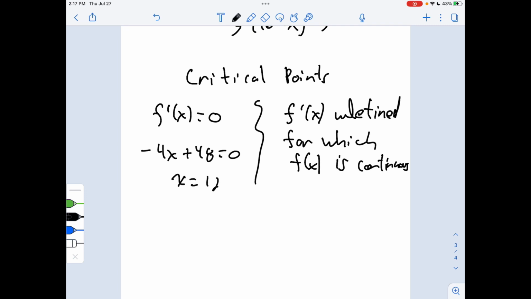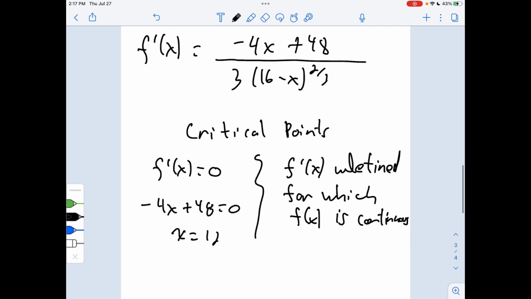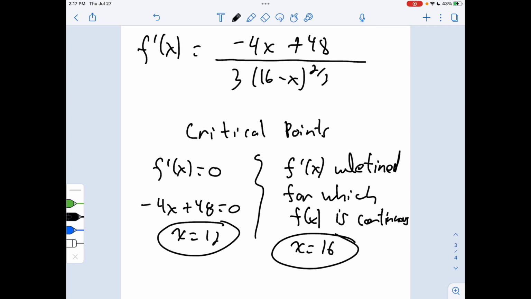And where is the derivative undefined but the function continuous? That would be at 16. If you plug 16 in for f prime, you can't, because it makes that undefined. So that's where the derivative is undefined. But you can plug it back into the original function, and it would be continuous there. Okay, so those are our critical points. Now, what do we do? Let me just circle this.